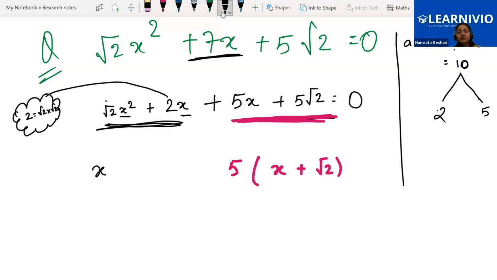Yes, ma'am. 2 means root 2 into root 2. In our mind, we are thinking it like that. And here also root 2 we are having. Now tell me what can be taken out as a common factor. Root 2. Okay, because this 2 means root 2 into root 2. And x is there. So this term became like this. 2x means root 2 into root 2 into x.